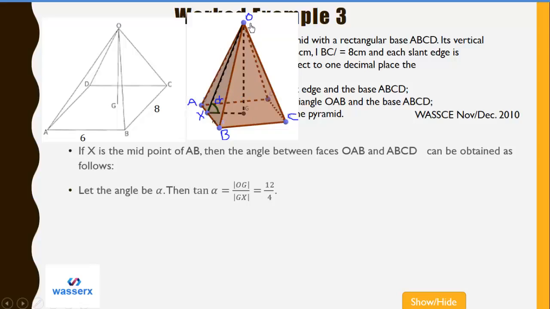Tan will be OG over GX as opposite over adjacent. And we know that from here to here is 8. So from here to here, which is the center, will give us 4. That is half of BC. So we have 12 over 4. Then we can solve this to find alpha to be 71.6 degrees.